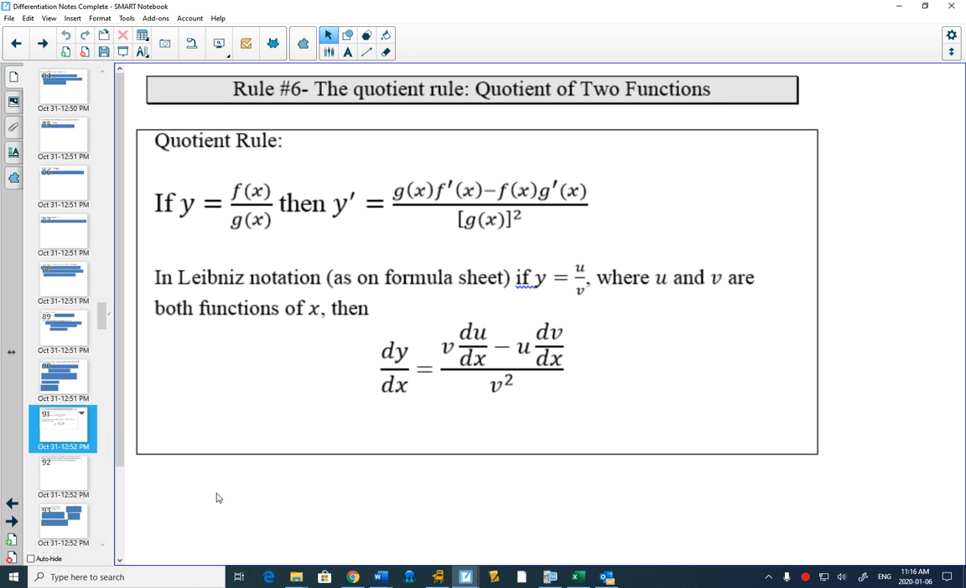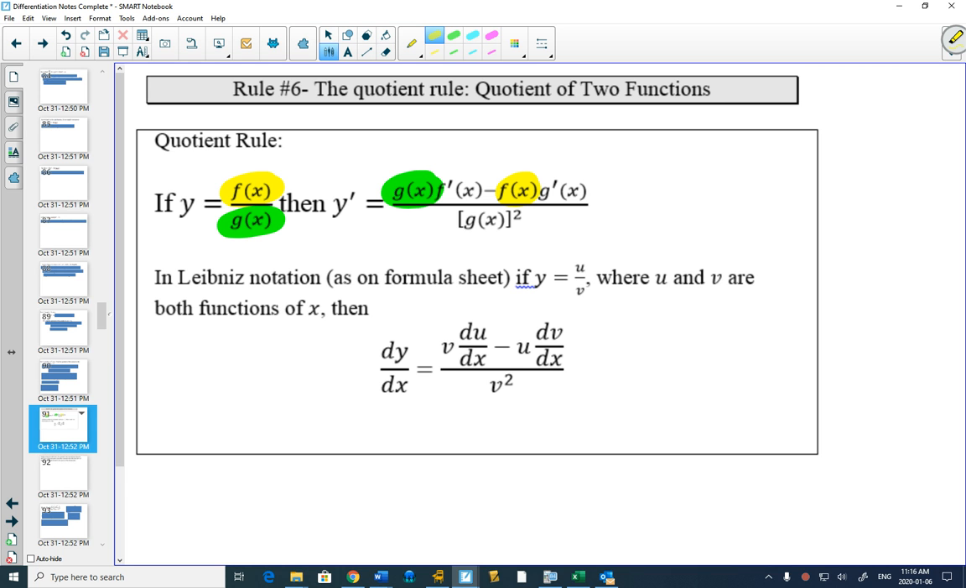And you need to know how to use them. So what it says is, if you have a quotient, and I'm going to use some highlighters here, where you have one function on the top and one function on the bottom. What you do to find the derivative is you keep your bottom function the same and multiply it by the derivative of the top function. Then you subtract and keep your top function the same and multiply it by the derivative of the bottom function.